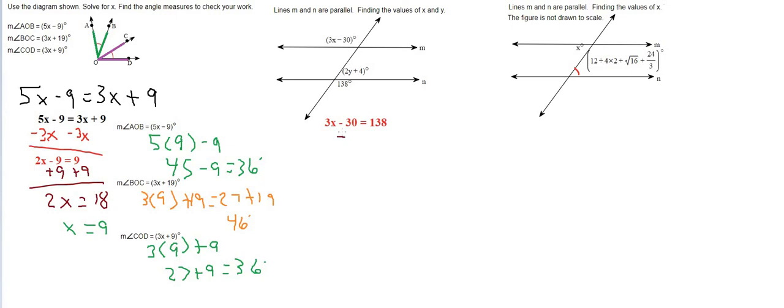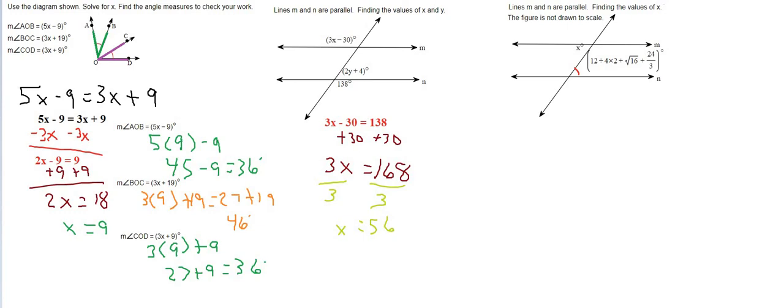To solve, we get rid of the stuff that's on the same side of the letter but not touching it. So we're going to add 30 to both sides. That gives us 3x equals 168. Then we divide both sides by 3, and x equals 56.